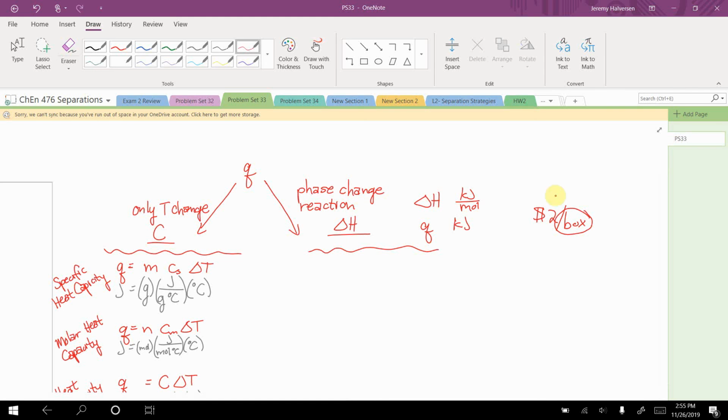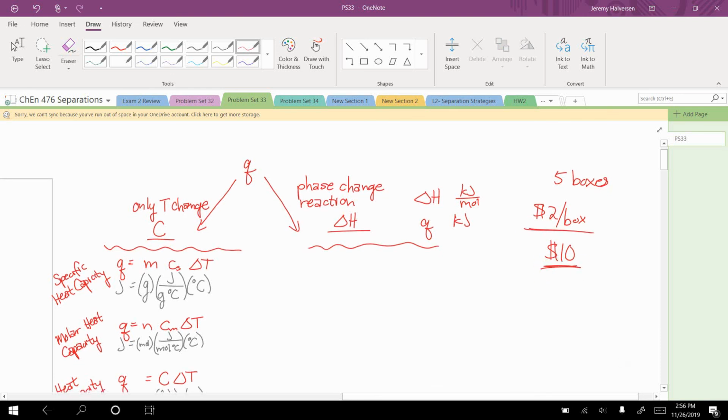Now, is this $2 a box money? Yes. Let's say you bought 5 boxes. So overall you spent $10. Is $10 money? Yes. But is $2 equal to $10? No, because I need to multiply by the number of boxes that I purchased. So enthalpy is heat. Q is heat. Just like $2 a box is money and $10 is money.